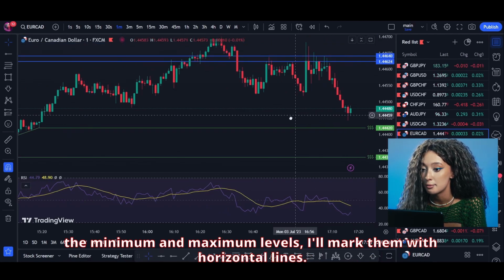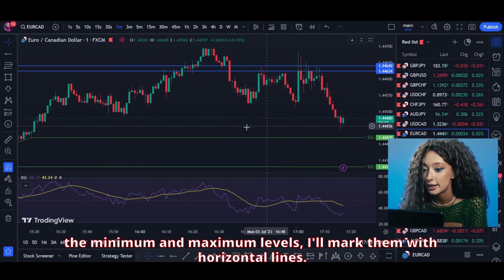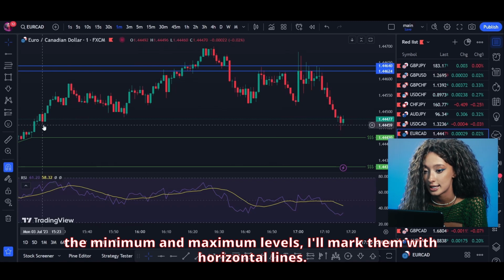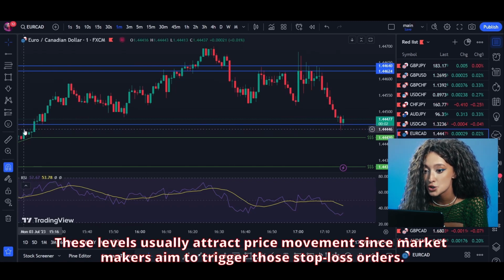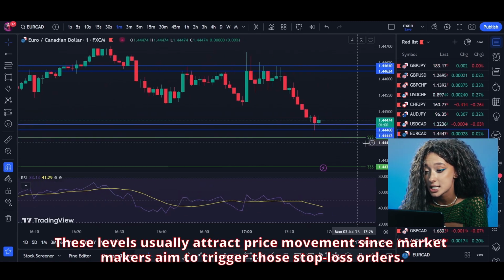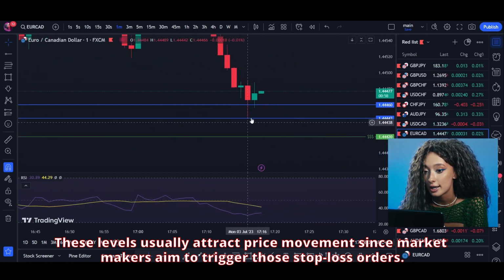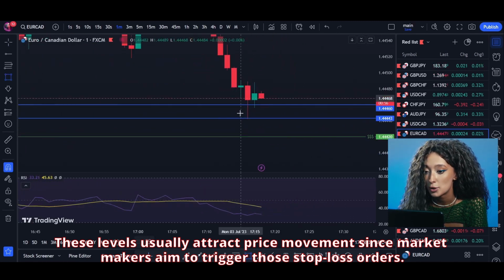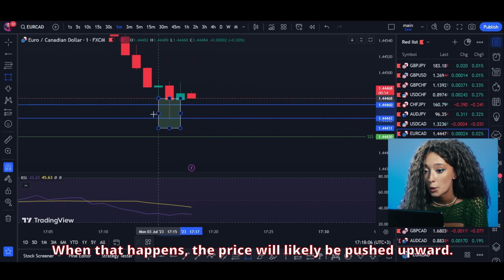To identify the minimum and maximum levels, they are marked with horizontal lines. These levels usually attract price movements since market makers aim to trigger the stop-loss orders. When that happens, the price will likely be pushed upward.